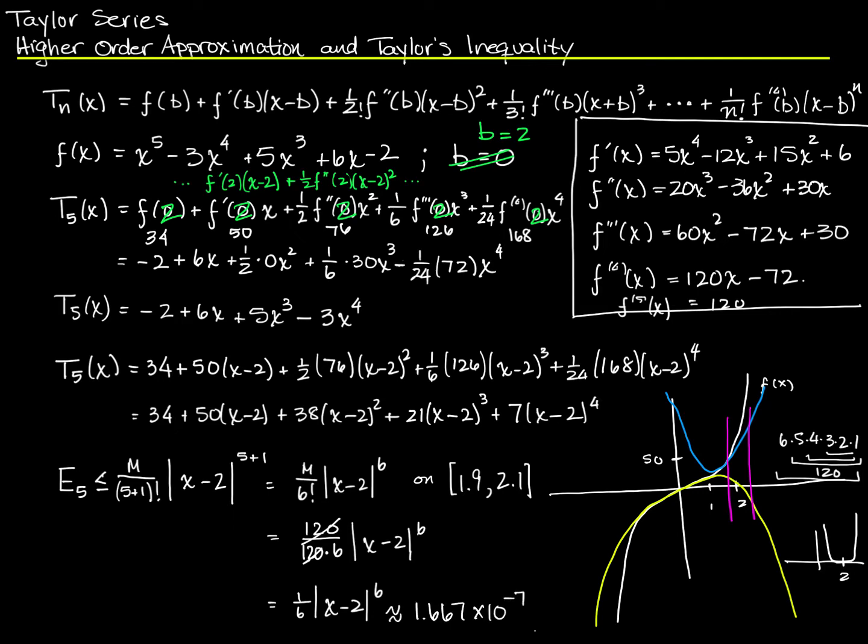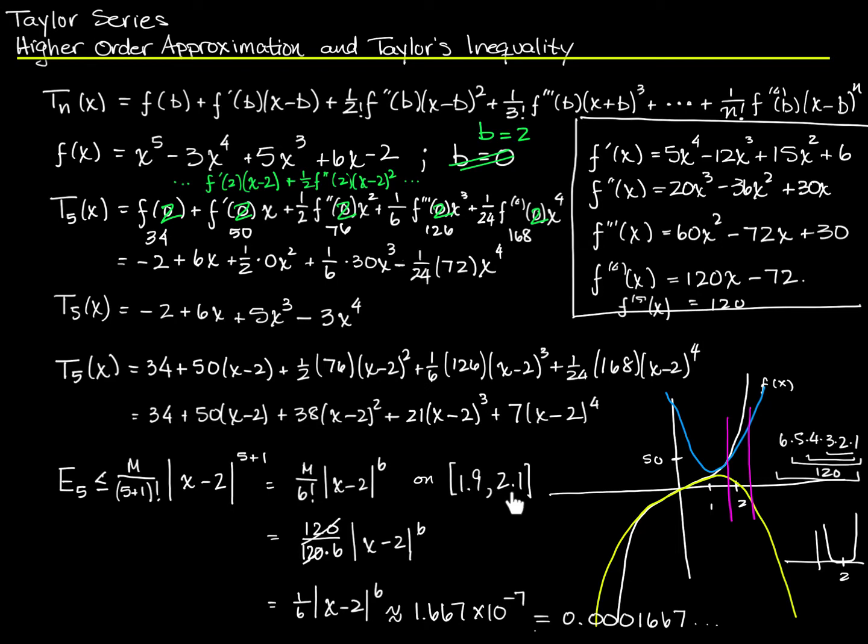And at 1.9, we have the same value, 1.667 times 10 to the negative 7. So the value of this function at either endpoint is this number right here. And that number is 0.0000001667, plus probably some change. And so the largest our error is going to be in this interval is a very small number indeed.